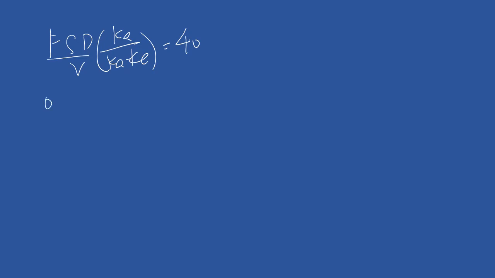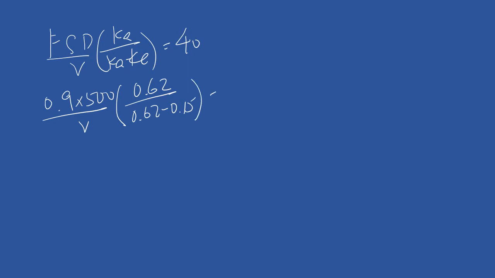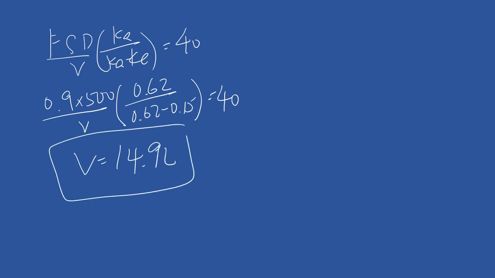For the third part of the question, you need to calculate the volume. Recall the equation: F·S·D·Ka divided by volume, Ka minus Ke, is equivalent to 40. Let me just put in all the values. The dose is 500, volume, Ka is 0.62, 0.62 minus 0.15, equivalent to 40. Solve this and you will be able to find the volume is 14.9 liter.